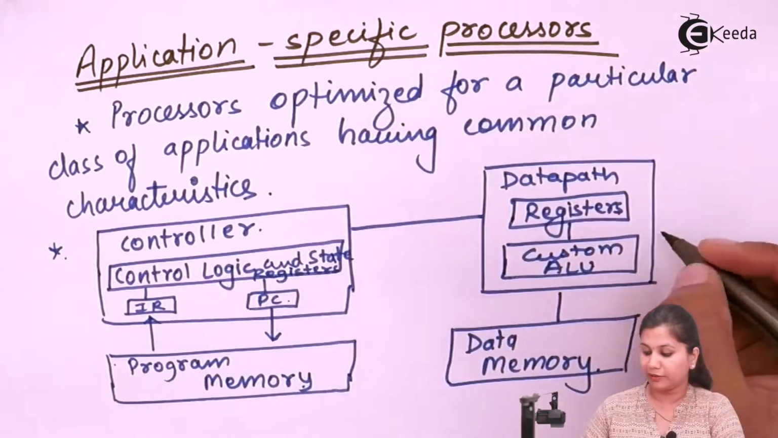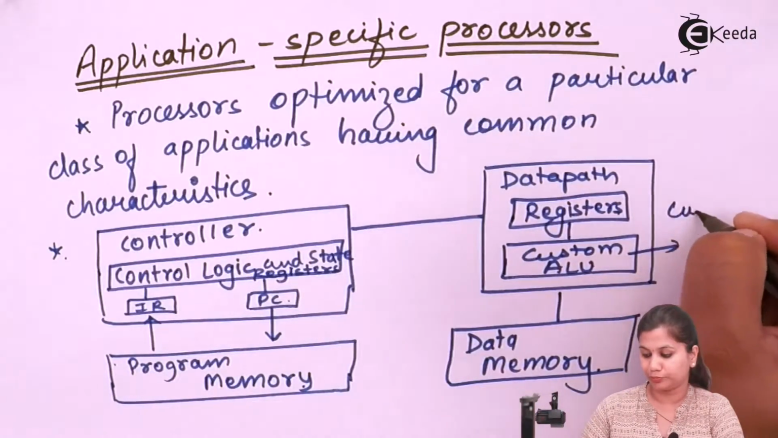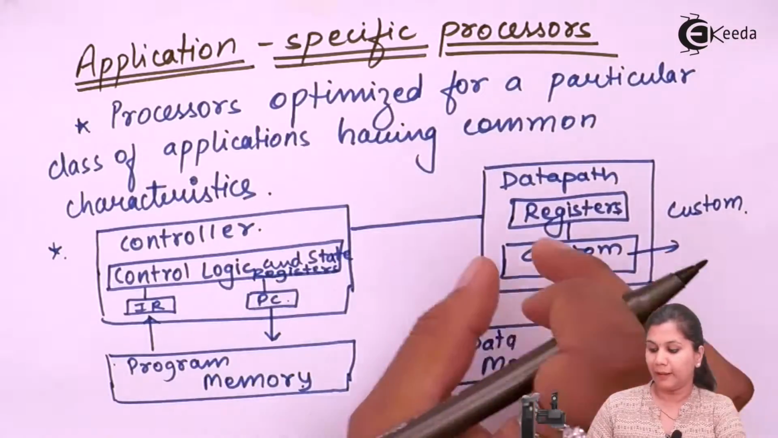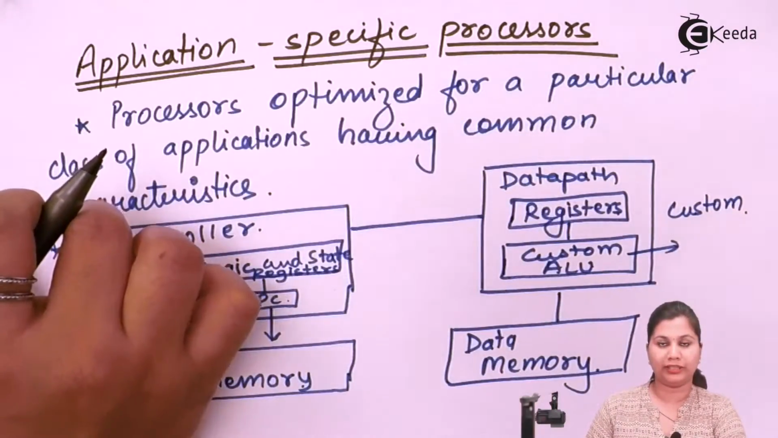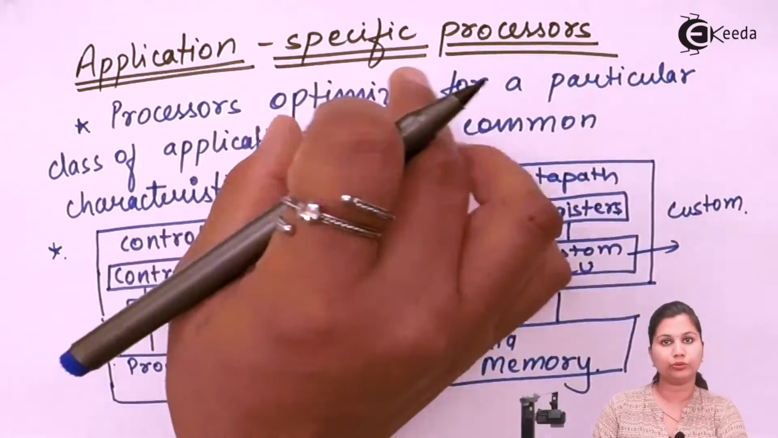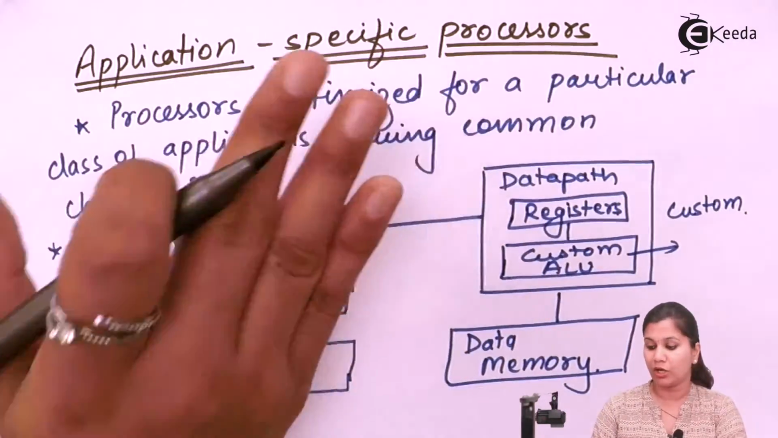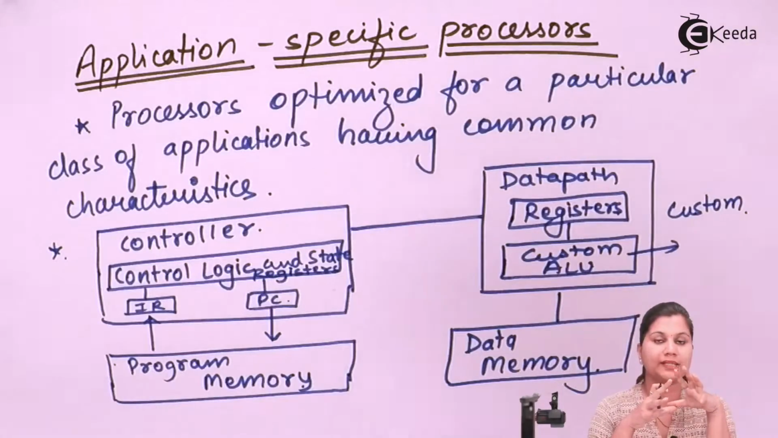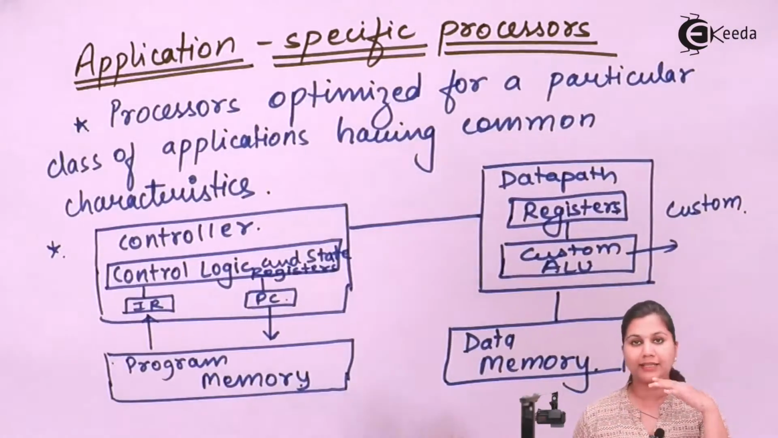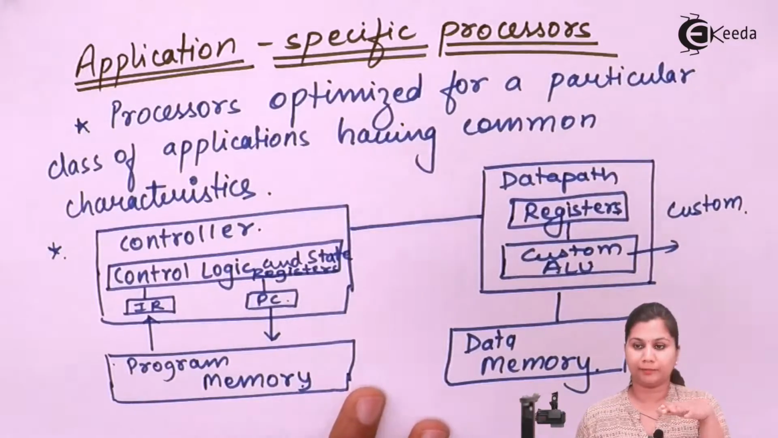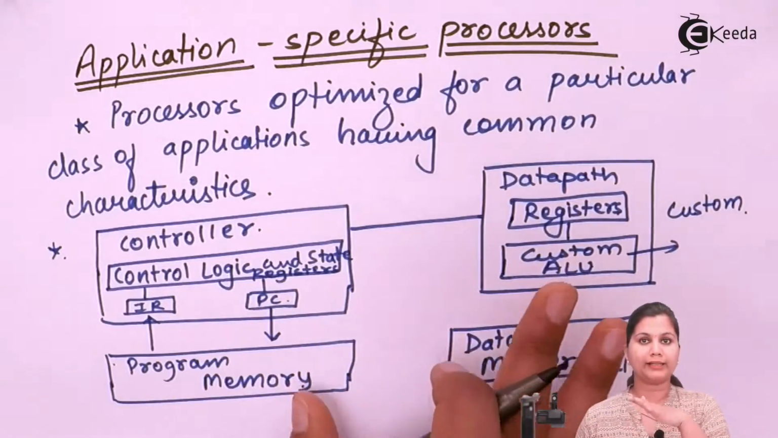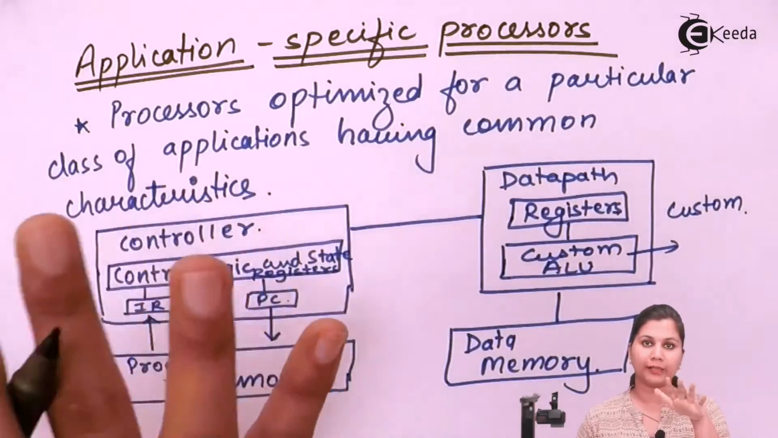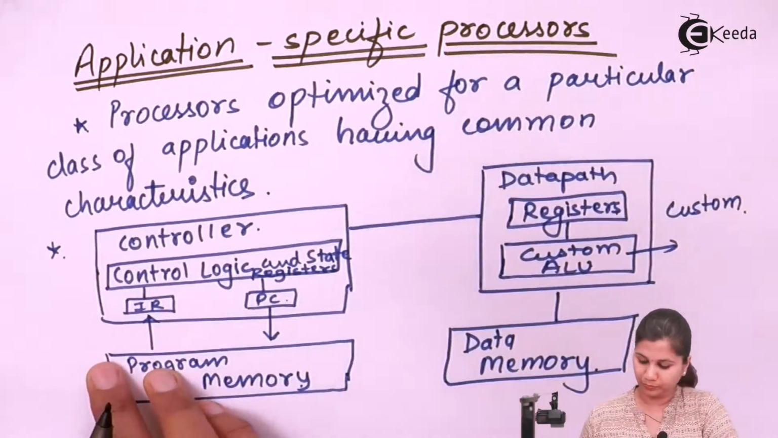So here the ALU is the custom ALU. Custom means it is customized for that particular application only. It will do the operations related to that application. In the general purpose processor, we have seen that the ALU is the general ALU, whereas in application specific processors, the ALU part is the custom ALU, which is specialized for that particular application.